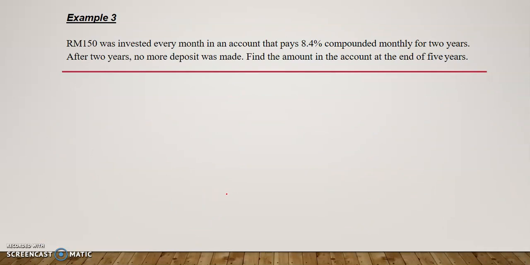RM150 was invested every month. So investment for every period, setiap bulan. So this is annuity. In an account that pays 8.4% compounded monthly, so of course this is K, compounded monthly, M equals to 12, for 2 years, T equals to 2. So RM150 is your R, regular payment. After 2 years, no more deposit was made. Find the amount in the account at the end of 5 years.